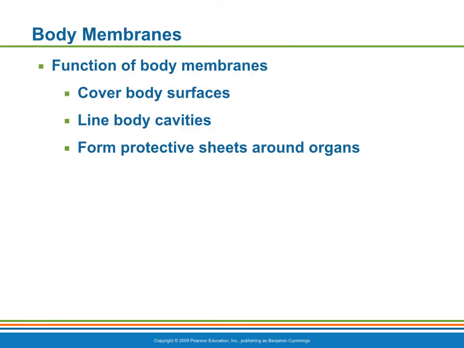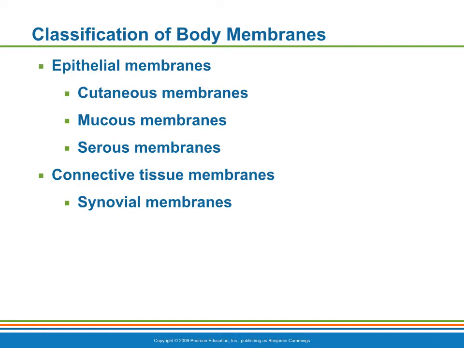Now, membranes are sheet-like structures found throughout the body that perform specific functions. Here you can see they cover body surfaces, line body cavities, form these protective sheets around different organs. There are a couple of different types. There's epithelial membranes and connective tissue membranes. Epithelial membranes possess a layer of epithelial tissue and a bottom layer of a specialized connective tissue. It depends on what type it is.